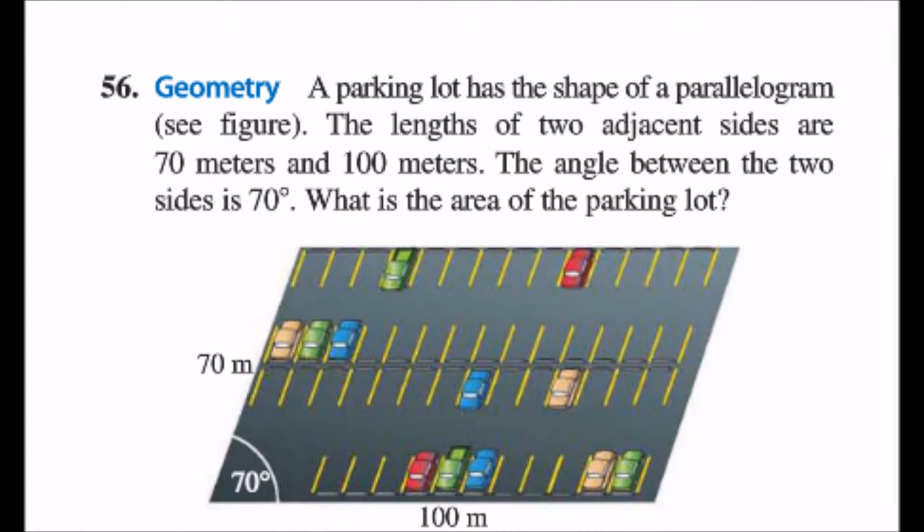This is number 56 from page 419 in the textbook. It states that a parking lot has the shape of a parallelogram. The lengths of two adjacent sides are 70 meters and 100 meters. The angle between the two sides is 70 degrees. What is the area of the parking lot? So it basically wants us to find the area of a parallelogram using the law of sine and cosine.